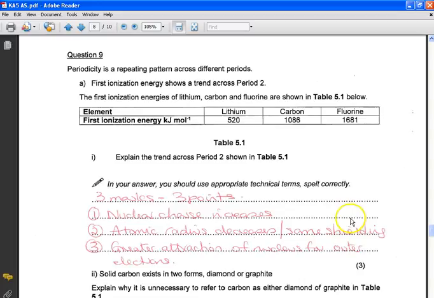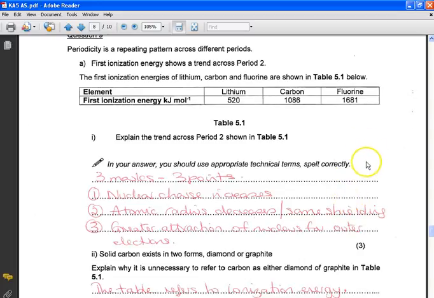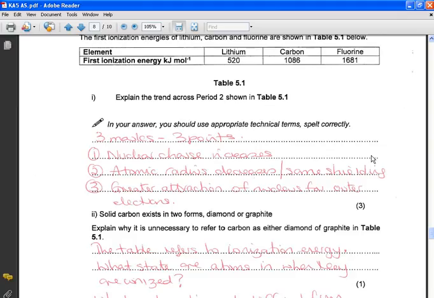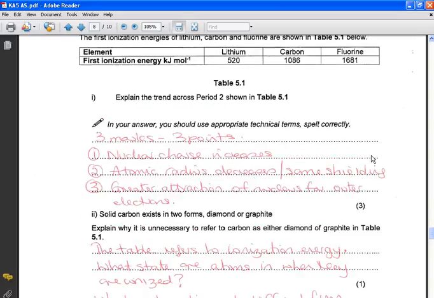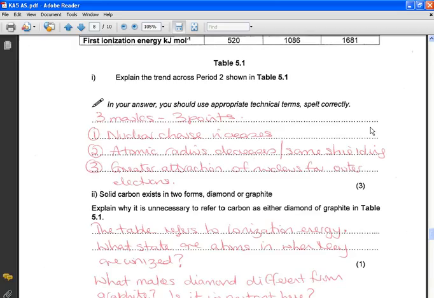Right, question 9. Periodicity, the repeating patterns across the table. So again, you're going to have to think about what is the question asking you. There's 3 things that you will be expected to mention, and 2 of them will be actually relevant as such. So you're going to have to think about nuclear charge, is it increasing or decreasing? Atomic radius, is that increasing or decreasing? How does that affect the shielding of the nucleus by the electrons?